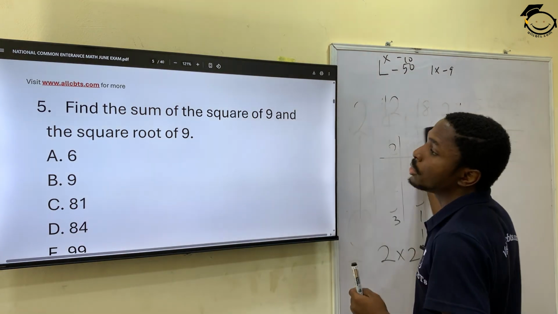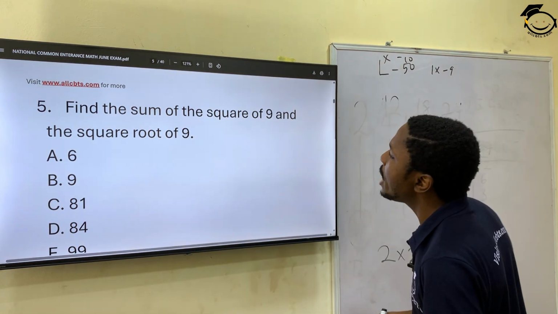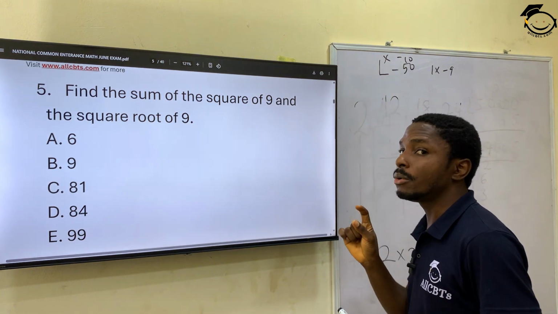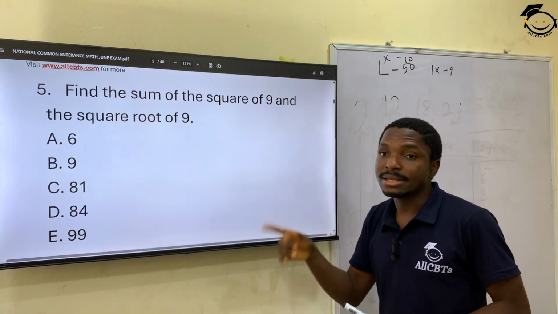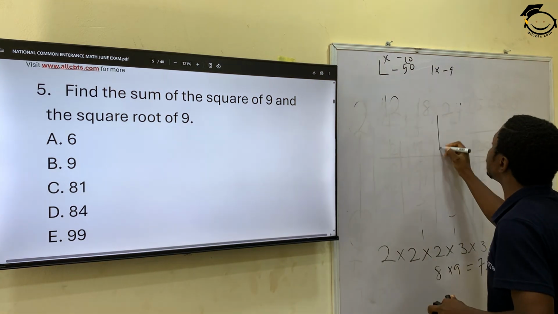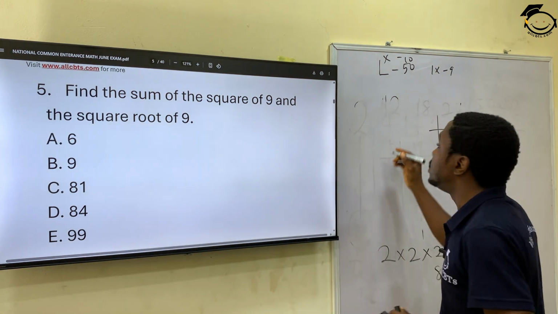Now, moving forward, we go to question number 5. Find the sum of the square of 9. Make sure you pay attention to instructions very well because they carry the answers in there. So find the sum of the square of 9. So we are finding the sum. You put your plus in the middle. The square of 9. So square of 9 will mean what?